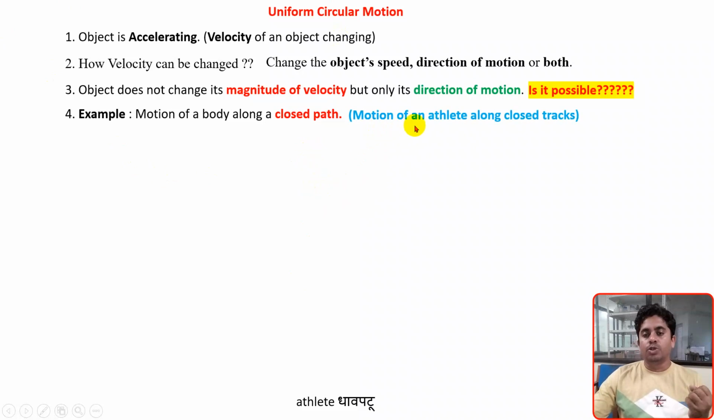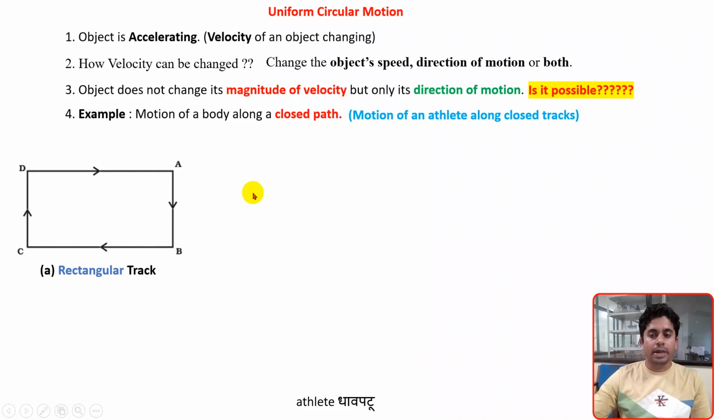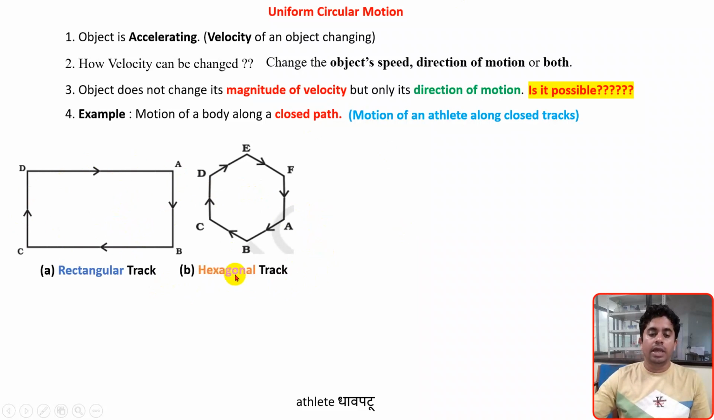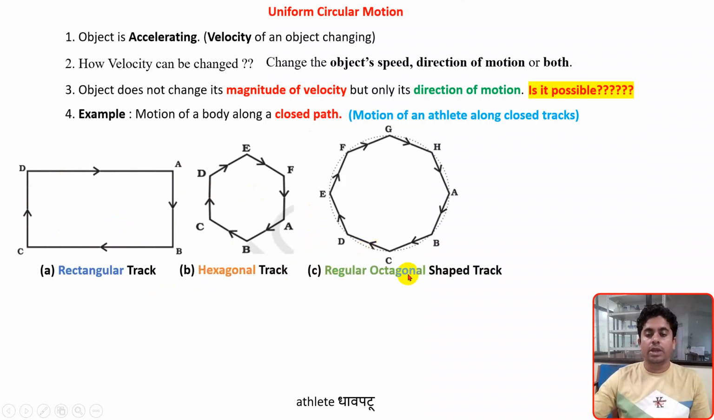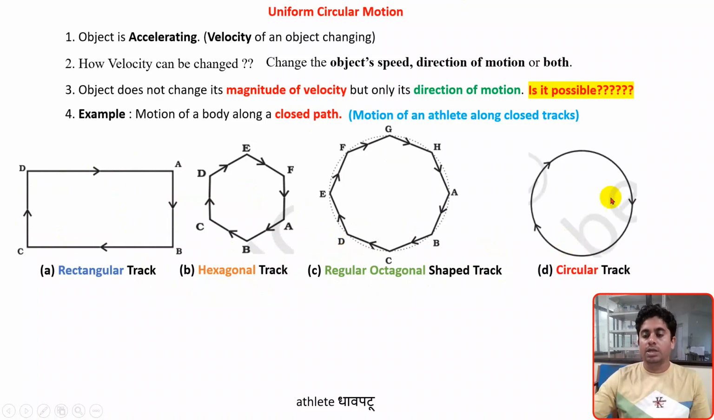Let us take an example: motion of an athlete along a closed path. There is one athlete running on a closed track, and we have taken different types of tracks. One is a rectangular shaped track. Second is a hexagonal track. Third is a regular octagonal shaped track. And the last one is a circular shaped track. So these are different types of tracks, and on these tracks he is running.